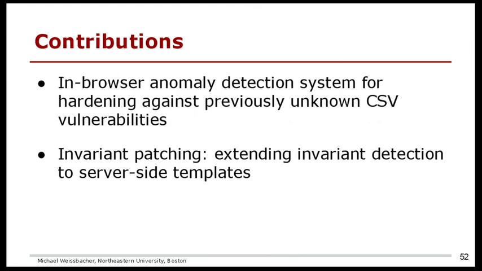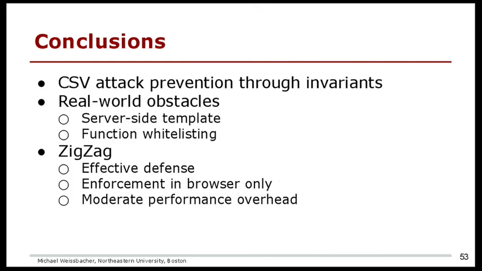Okay, so the contributions of our paper: we create this in-browser anomaly detection system that can prevent unknown CSV attacks in the browser, and we came up with invariant patching, so we're extending this detection of invariants for programs to classes of programs which are generated by server-side templates. To wrap up, client-side validation vulnerabilities can be prevented through invariant learning, and we were able to overcome 2 real-world obstacles: both server-side templates and function whitelisting to increase performance.